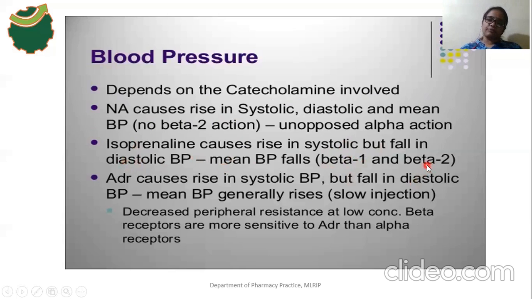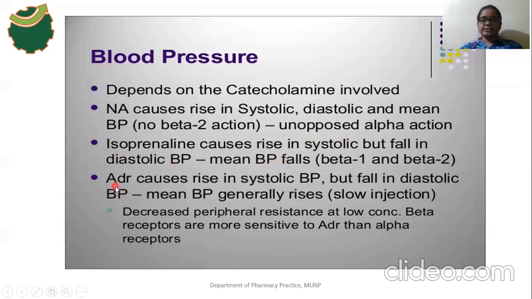So what is the effect of beta 2 receptors on blood vessels? The dilation effect. Vasodilation means the relaxant effect will be produced. So that's why the diastolic blood pressure decreases. So finally the mean BP also decreases. So isoprenaline increases the systolic blood pressure and decreases the diastolic pressure due to activation of beta 1 and beta 2 receptors. So the final BP is also reduced.